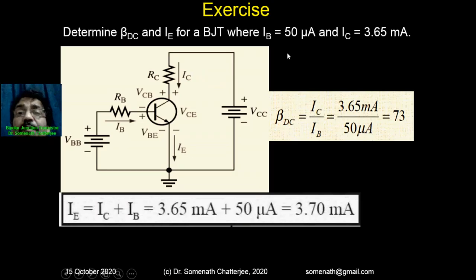What do we have to find next? IE. IE is easy: IB plus IC is equal to IE. So we will just do this, then we can find IE. It is a very easy problem, I just gave it to you to understand what the base, collector and emitter currents will be. You know that the emitter is grounded here, but we have to get the current, that's why we have to show these things, okay.